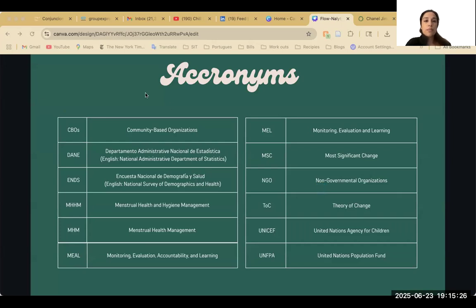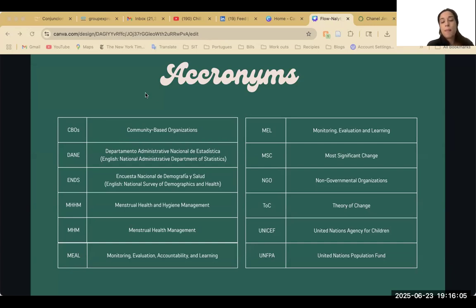So here are some important acronyms. We have CBOs, community-based organizations. We have DANE, or Departamento Administrativo Nacional de Estadística, the National Administrative Department of Statistics, kind of like the census. ENDS, which is Encuesta Nacional de Demografía y Salud, National Survey of Demographics and Health, so kind of like a health census. Menstrual health and hygiene management, menstrual health management.